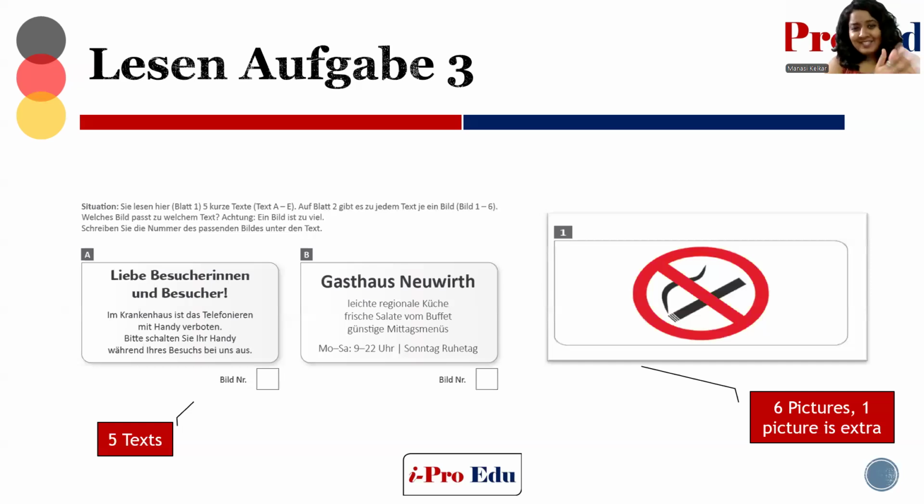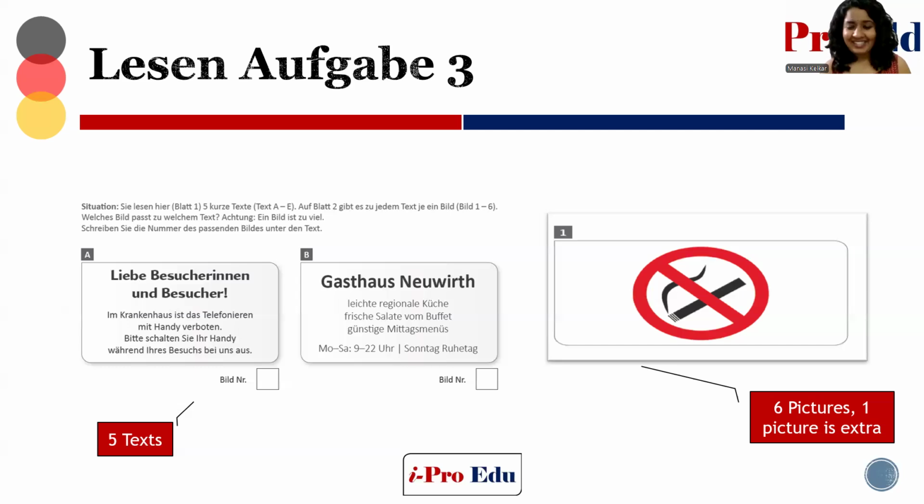Again on the left side, you will see 2 texts. In the examination, there are going to be 5 texts. And on the right side, you're going to see a picture. In the examination, there are going to be 6 pictures. So what you have to do is find the right picture for the right text. Now you'll notice here that there are 5 texts and 6 pictures. That means 1 picture is going to be extra. All right. So this was our Lesen module. Let's go on to the next module, that is Hören.